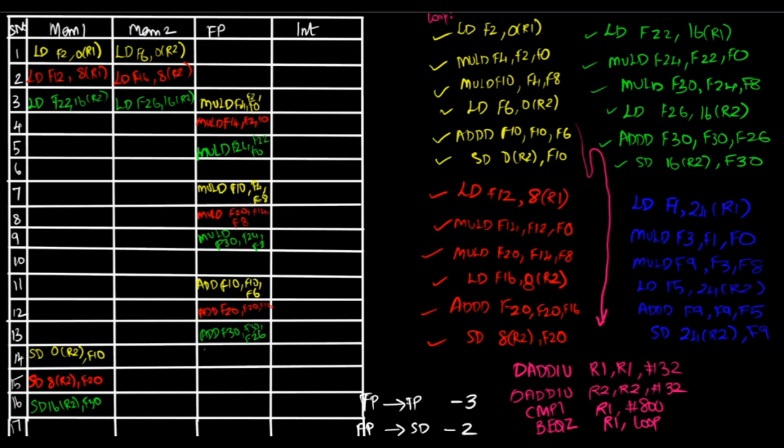Now we are going to fill the fourth iteration. We have to fill it in the same way. Okay, LD F1 comma 24 R1, LD F5 comma 24 R2. So these two are filled. Then mul obviously will come here. We have a slot here, so we can fill it, F3 comma F1 comma F0.